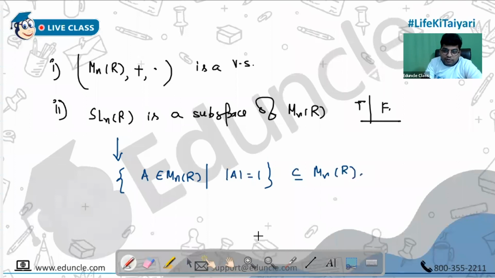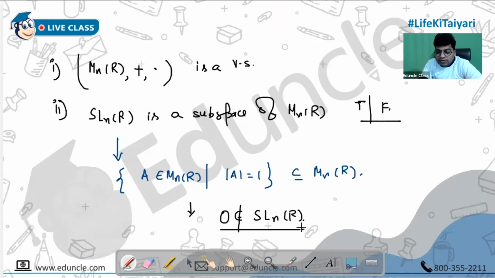Student, can you tell me one thing? I think you have forgotten all these things. This does not have 0 in SLNR. So how can you say this is a subspace? So, the proof for proving a subspace. This is one of the most wonderful questions.